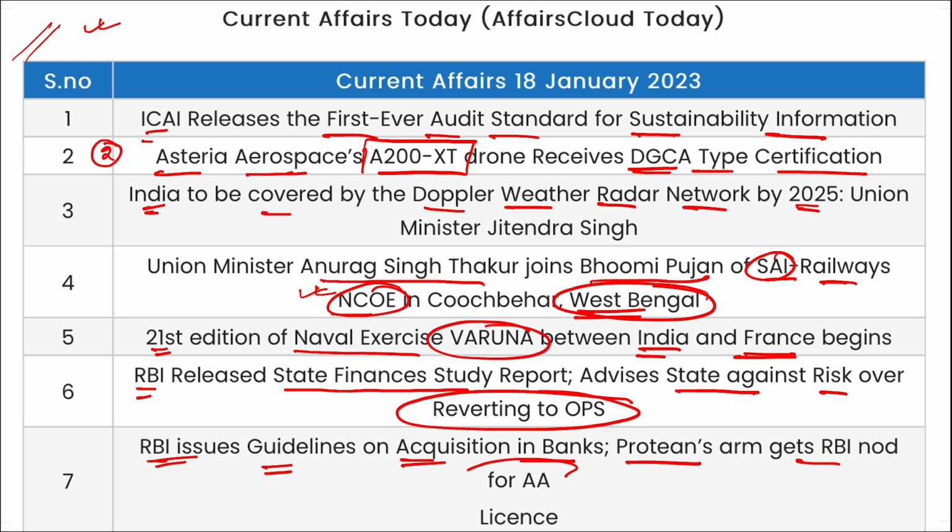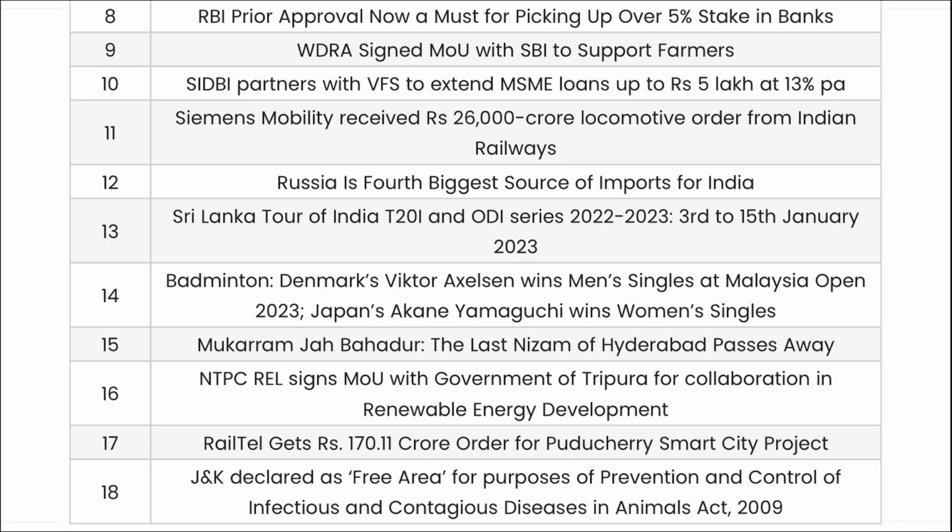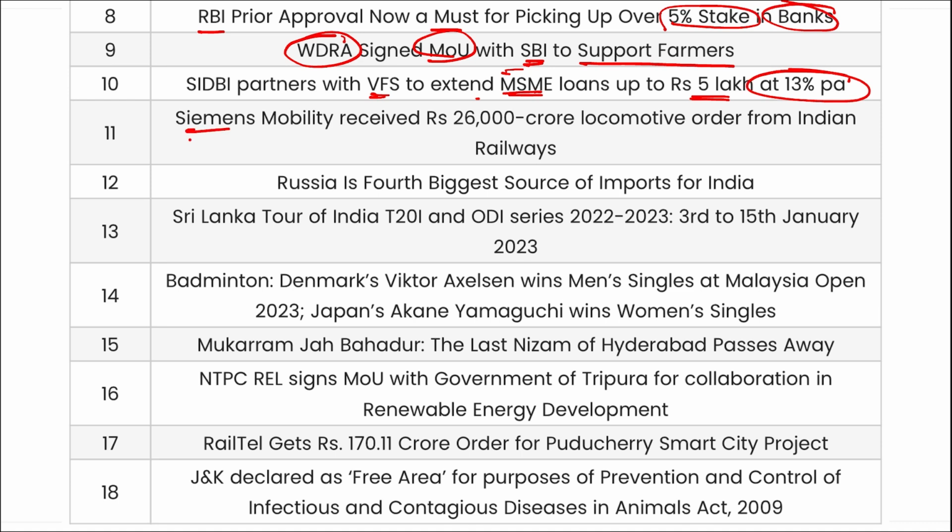Protean gets the RBI nod for an AA account aggregator license. RBI prior approval is now a must for picking up more than 5% equity stake in a bank. WDRA has signed a memorandum of understanding with SBI to support farmers. SIDBI has partnered with VFS to extend MSME loans of up to 5 lakh rupees at 13% per annum. Siemens Mobility received a 26,000 crore rupees locomotive order from Indian Railways. Russia is the fourth biggest source of import for India.